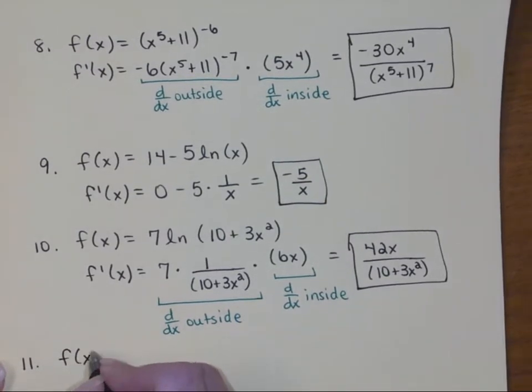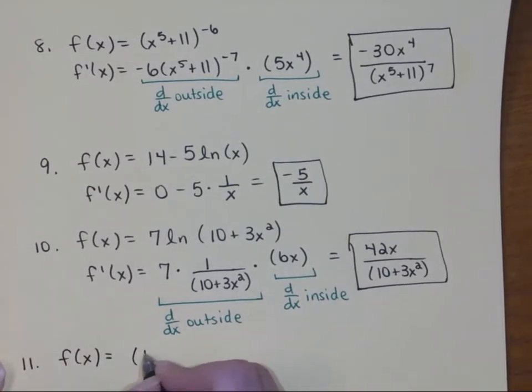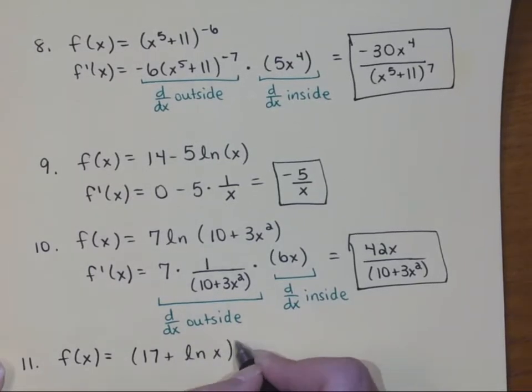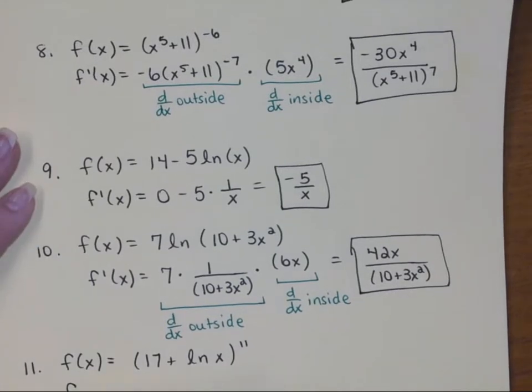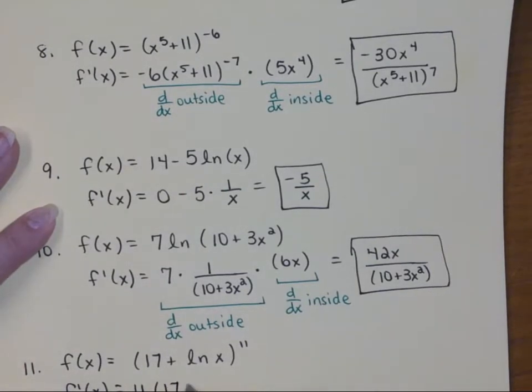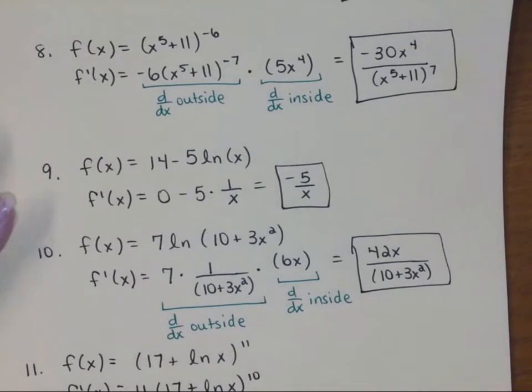Number 11, f of x equals 17 plus the natural log of x, and then raised to the 11th power. On the one hand, we have a power function, right? So we're going to treat it like a power function. Power around to the front, reduce the power by 1. So the derivative of the outside is just straight up power function, or power rule, I mean.